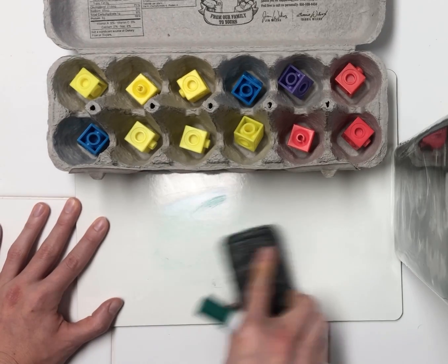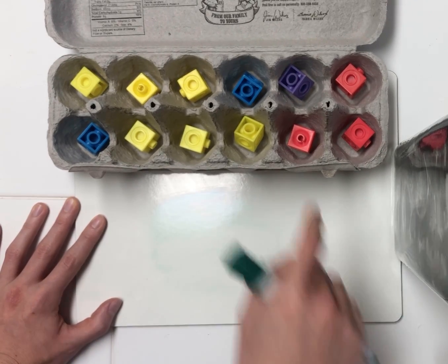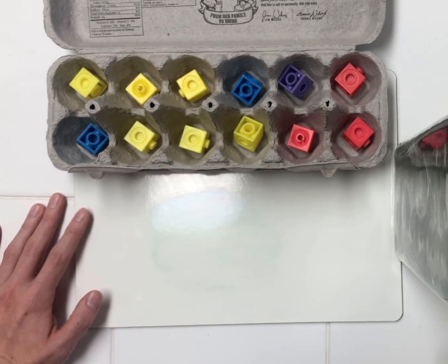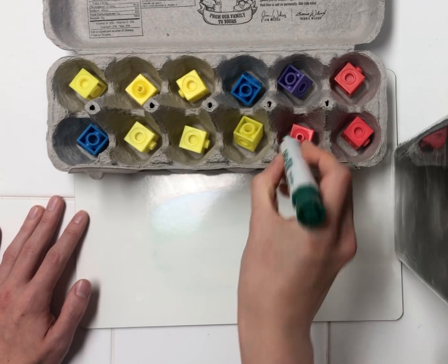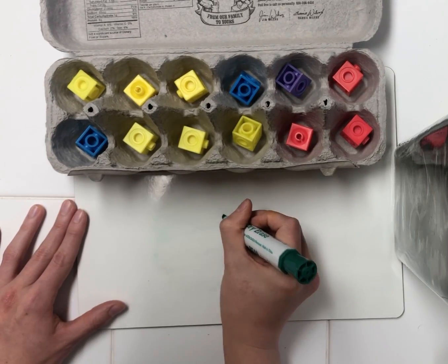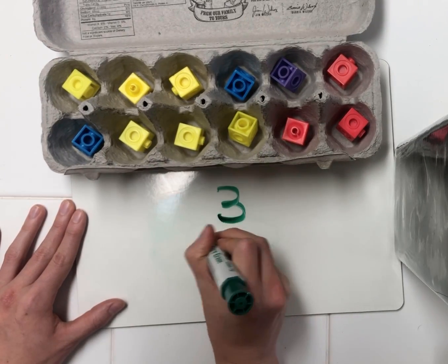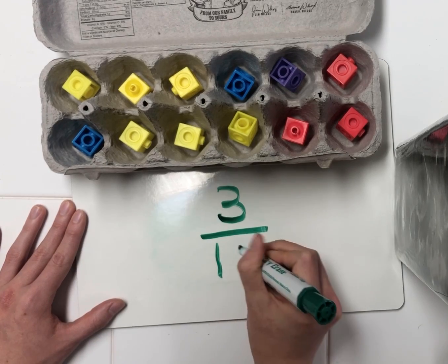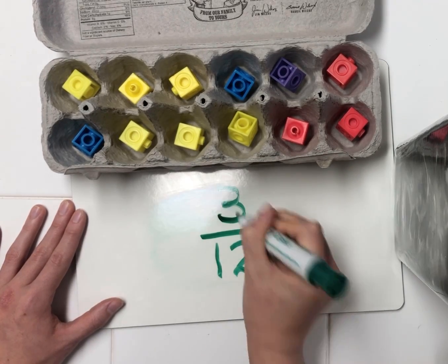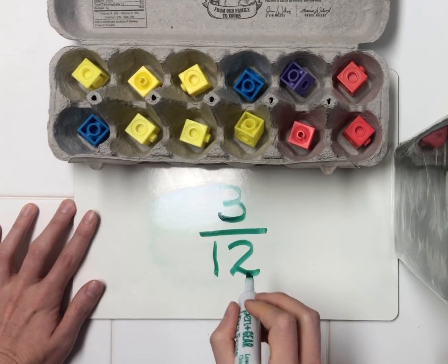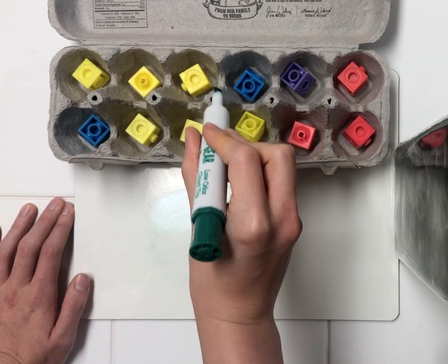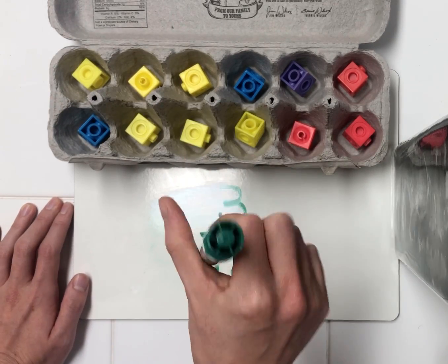Okay, last color is red. So we have 1, 2, 3. So I put 3 and I put it over my total amount. So that means 3 over 12 of these blocks are red.